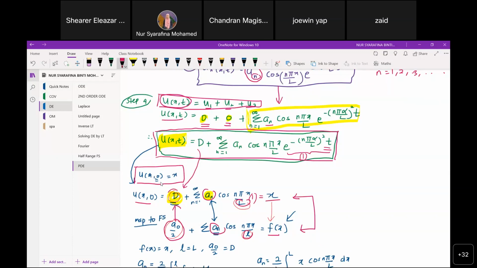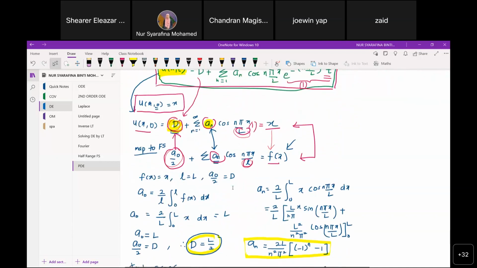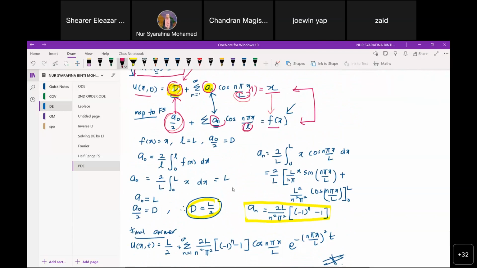So in order to find d, we can find a naught. By Fourier series, a naught equals 2 over L integrate from 0 to L of f(x), and your L is L. So f(x) is x. Integrating this will give you L. So a naught equals L and d equals a naught over 2. So d equals L over 2. Now we have our d.